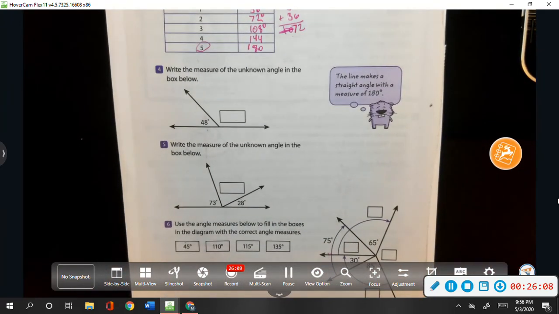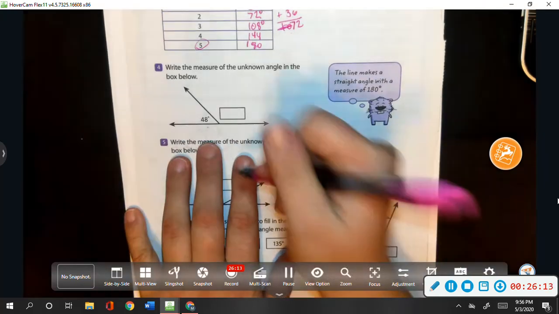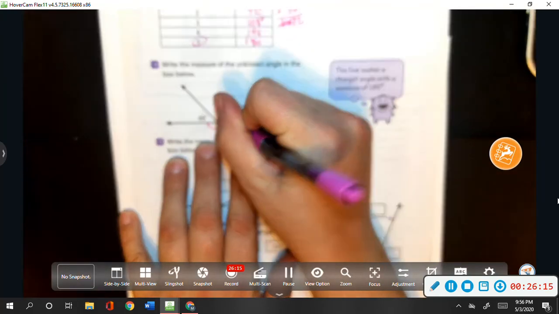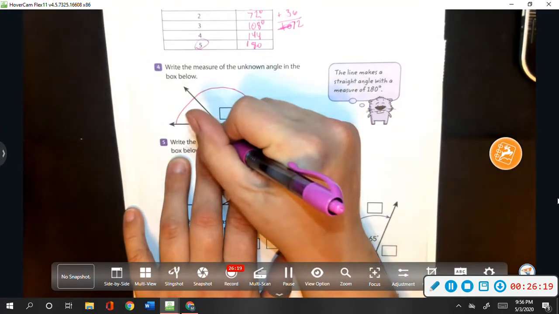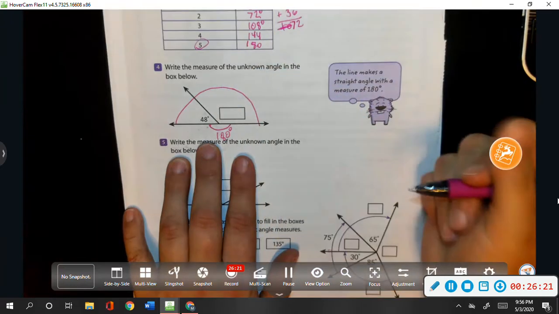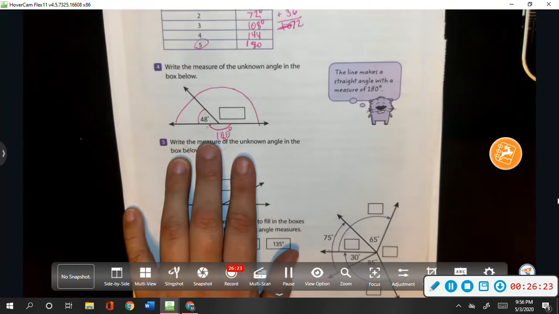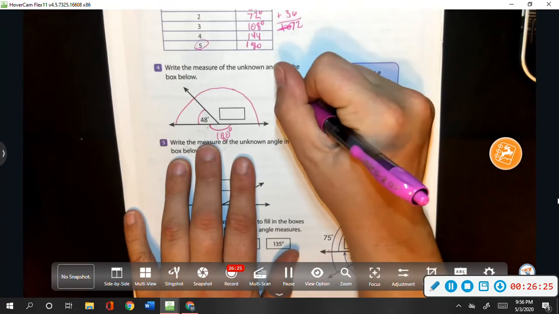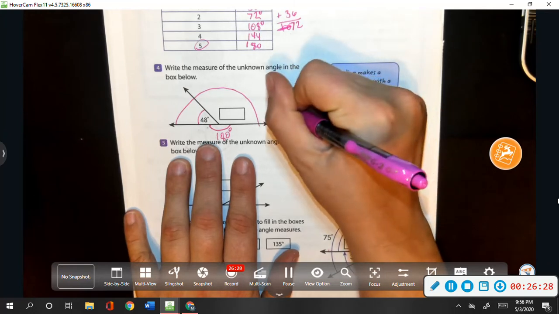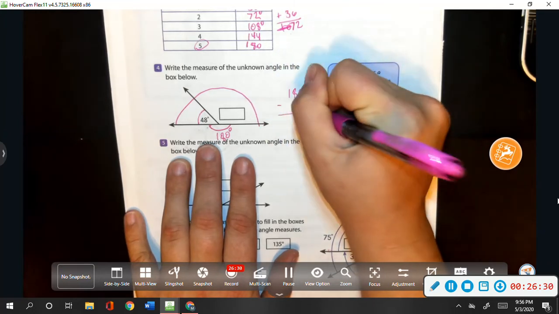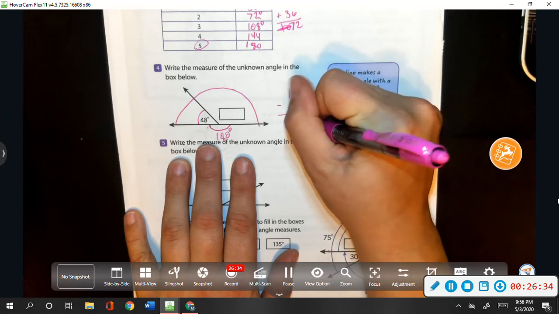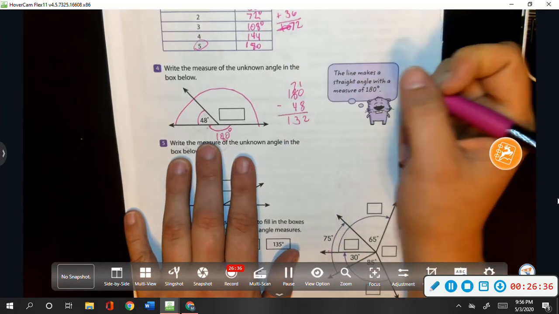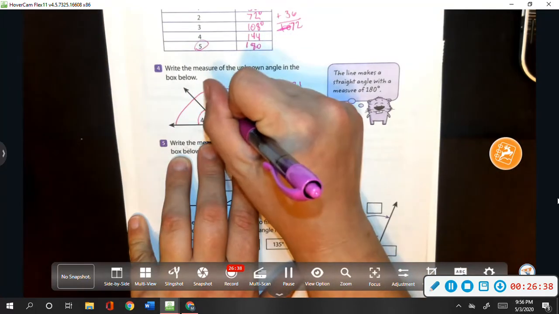Number 4, write the measure of the unknown angle in the box below. Well, this large angle, you can look at it this way too, is going to be 180 degrees. Here's 48 of those 180 degrees, so we need to find the difference. 180 minus 48, we need to borrow. That's 2, 3, 132 degrees.